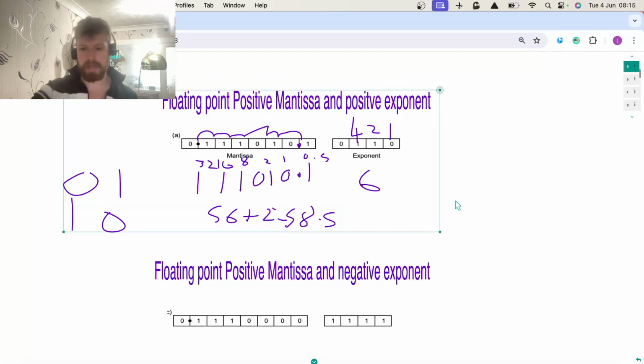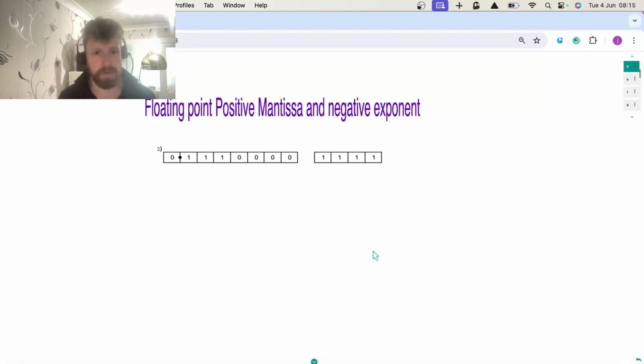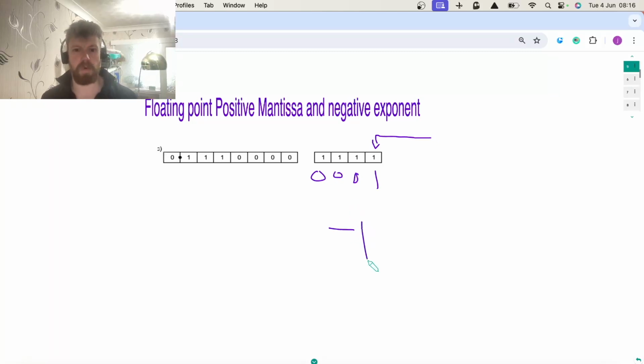Now I'm actually just going to take this out because I need more space for this one. So floating point, positive mantissa and negative exponent. You can see here I've got a negative exponent because I've got a 1 at the front. So step 1 that I need to do is I actually need to 2's complement this. So find my first 1, everything at it and before it stays the same, everything after it is flipped. 1, 0, 0. That then gives me a negative 1.